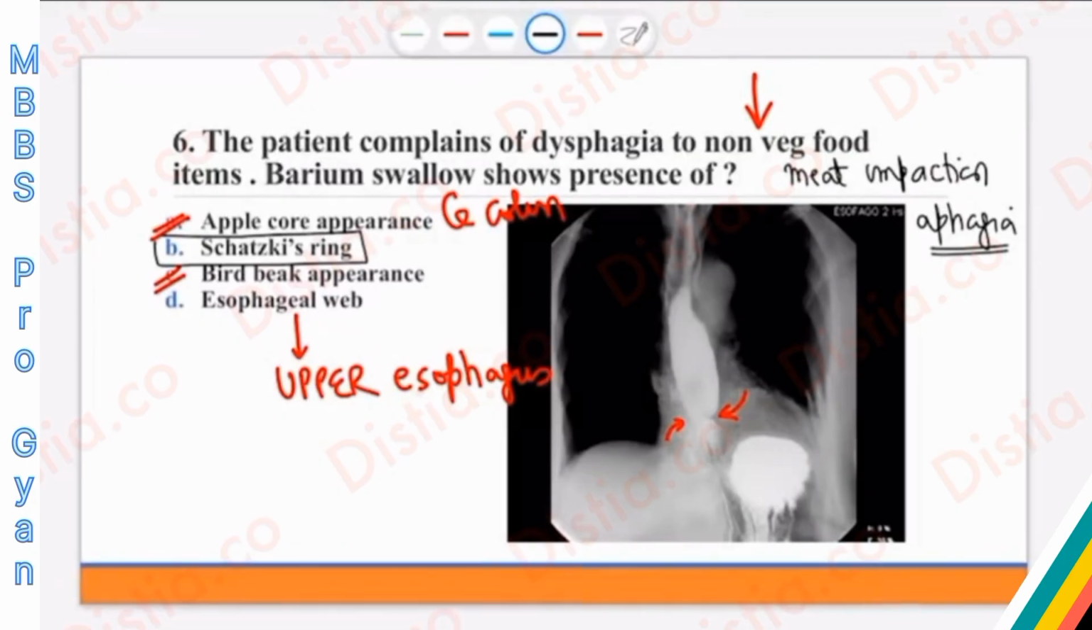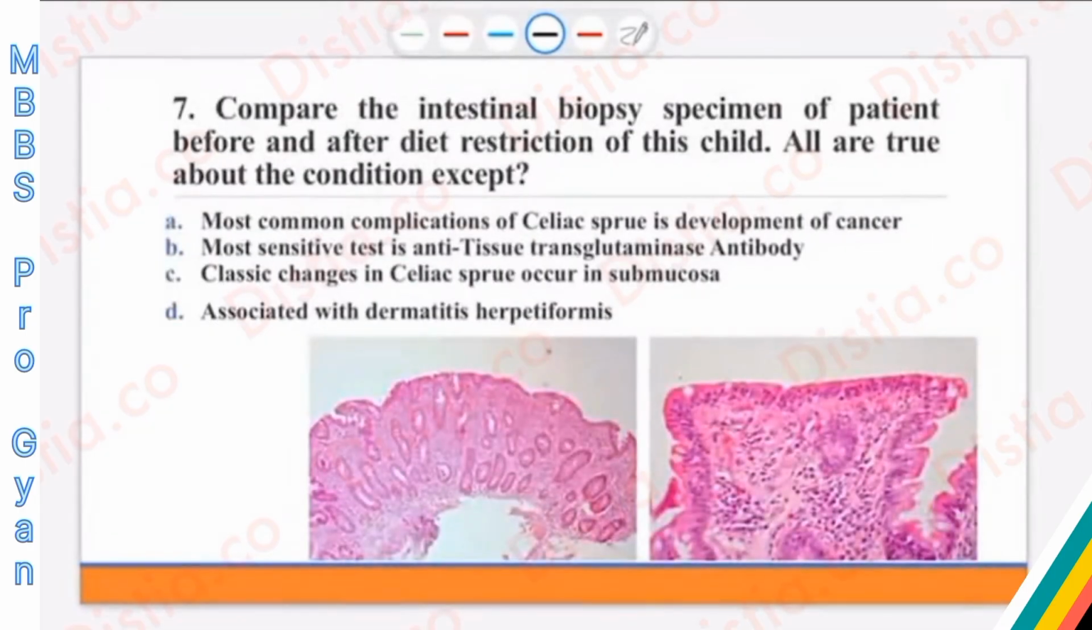So most of the time we advise these patients to either avoid eating non-veg, or they can obviously cook it properly, make a puree out of it, or maybe in a mixie. I mean, they make it in a fashion that it can pass down this narrowing in the lower part of the esophagus. The correct answer to this question is option number beta.